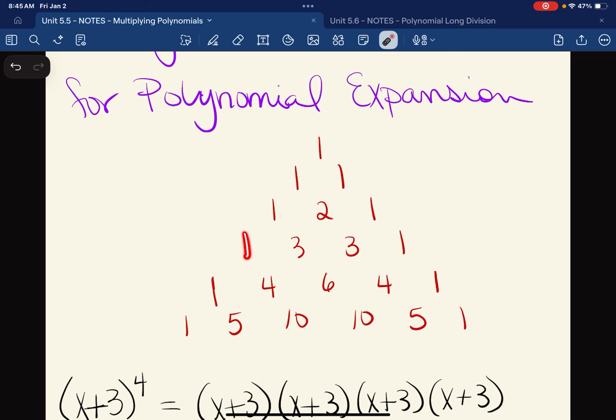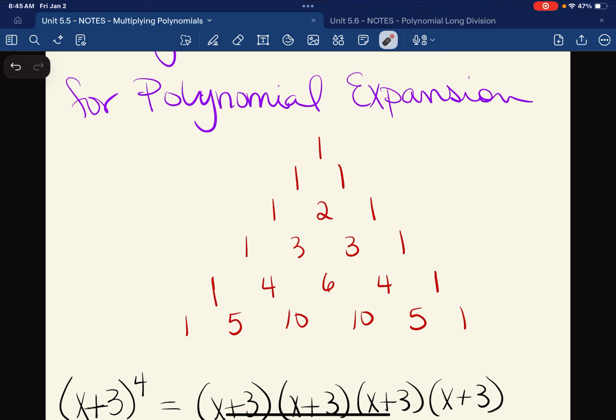Next row, you start with a 1. To get this next position, you look left and right. 1 plus 2 is 3. To get the next position, you look up, left, up, right again. 2 plus 1 is 3. And then we finish with another 1.